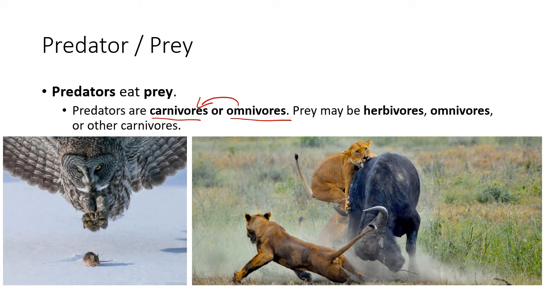The prey can be an herbivore, like this water buffalo, but this mouse is an omnivore. It'll eat insects, it'll eat seeds, it'll eat both plants and animals. Also, many carnivores eat other carnivores. But predator-prey, you guys know this from elementary school.